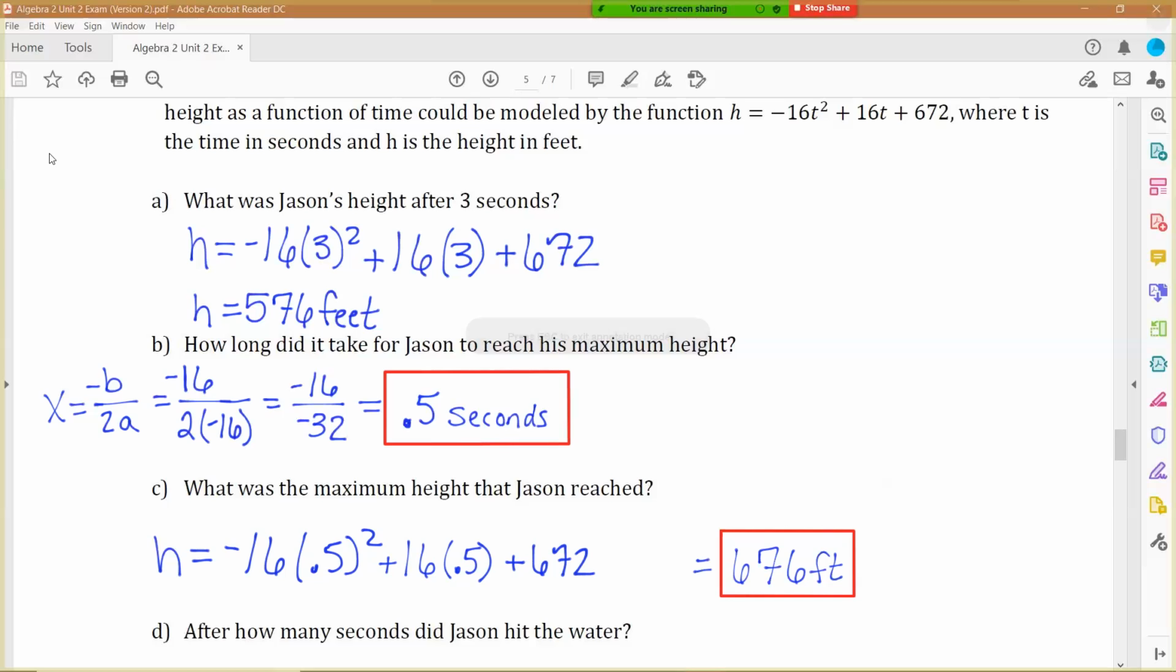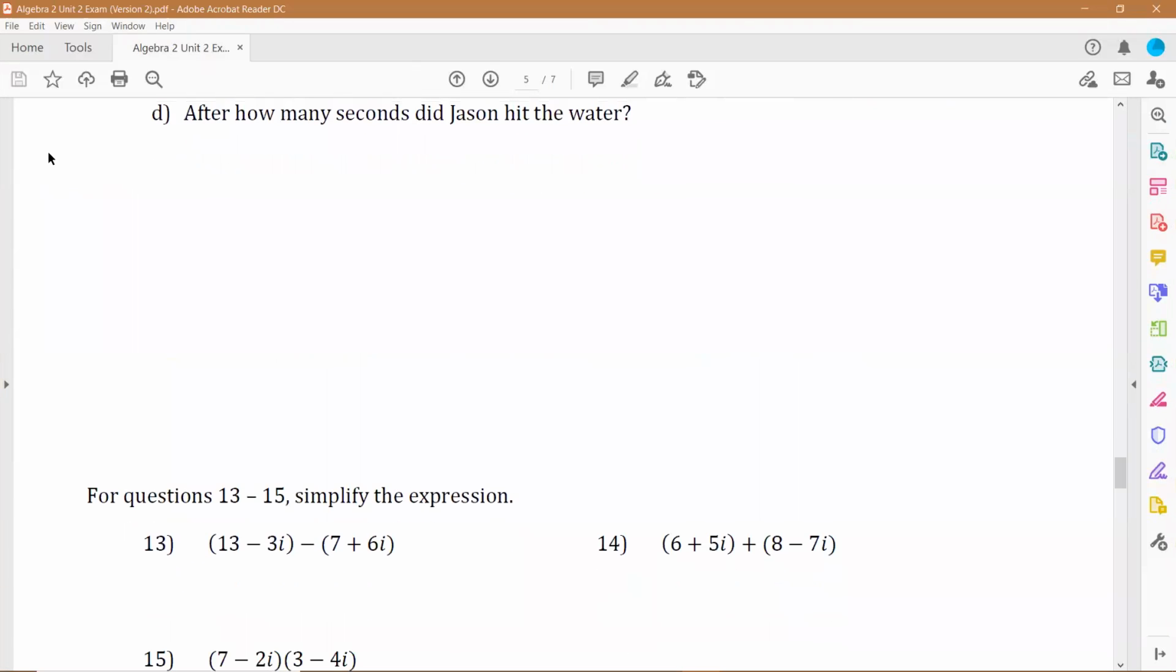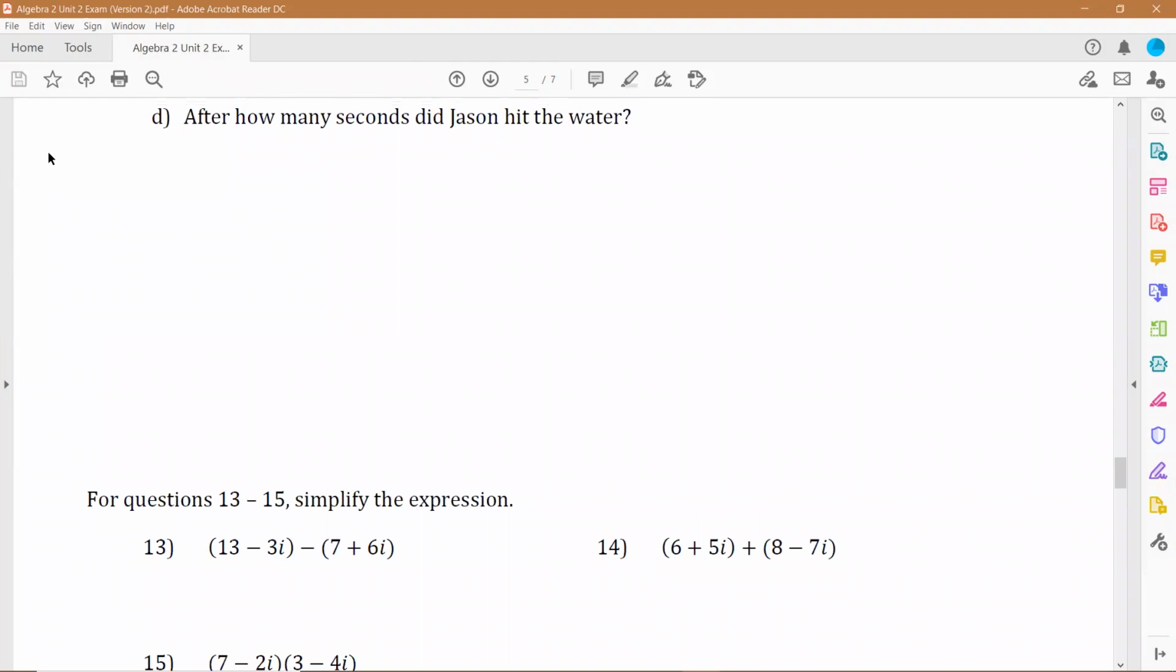Ready for part D? Part D says, after how many seconds did Jason hit the water? So when Jason's hitting the water, his actual height is going to be 0. So we're going to take and plug in 0 for Jason's height, and then everything else is going to stay the same. Negative 16t squared plus 16t plus 672. So that's step 1.